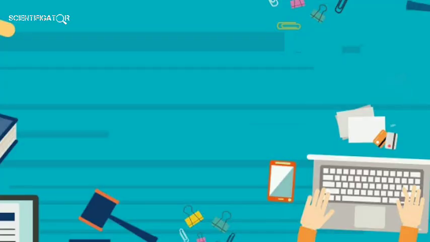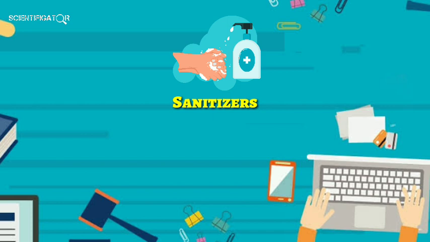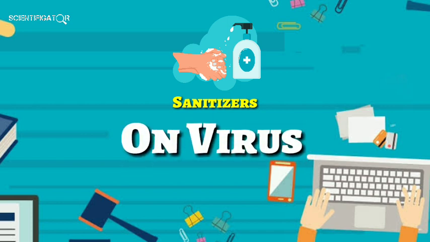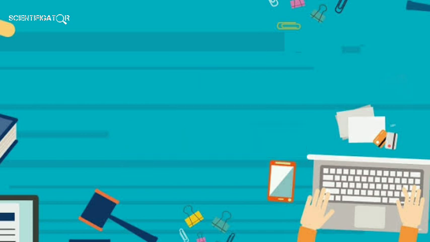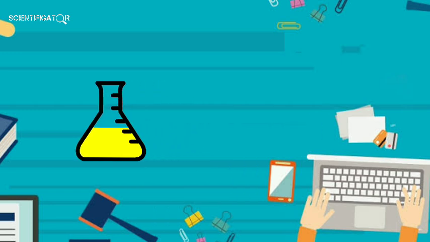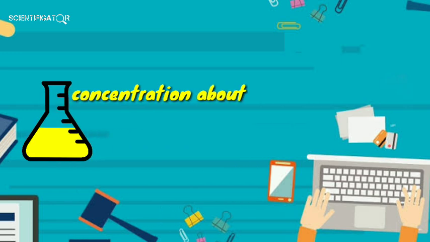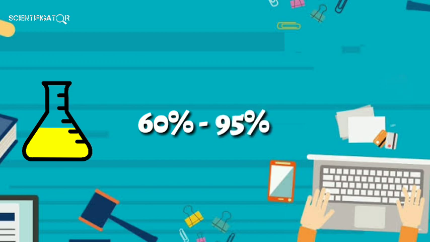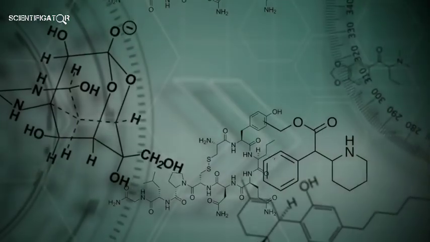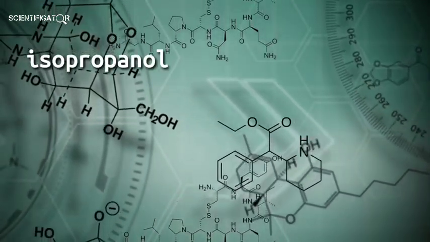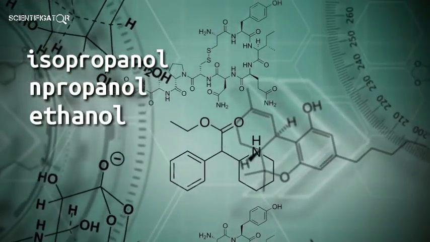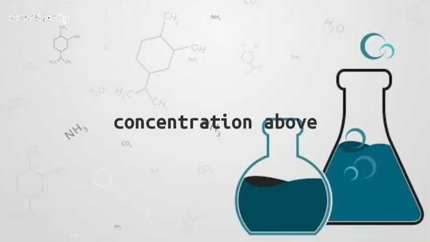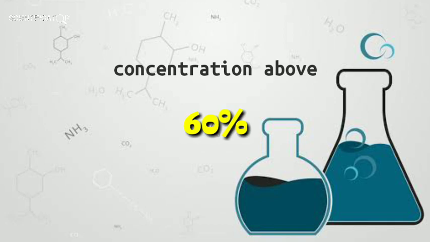Let us get back to our topic, sanitizers and the action of sanitizer on viruses. Well, sanitizers are alcohol-based solutions having a concentration of about 60 to 95% of alcohol. The alcohols used may be isopropanol, n-propanol, ethanol, etc. As long as they have a concentration above 60%, they may effectively kill the germs.